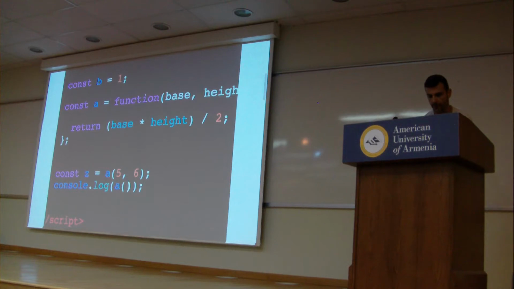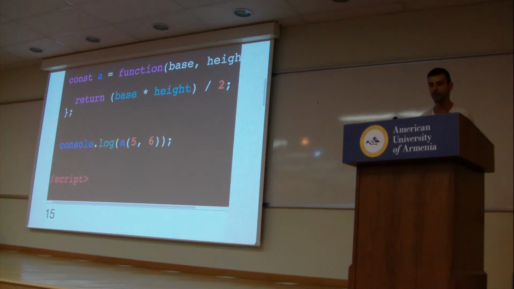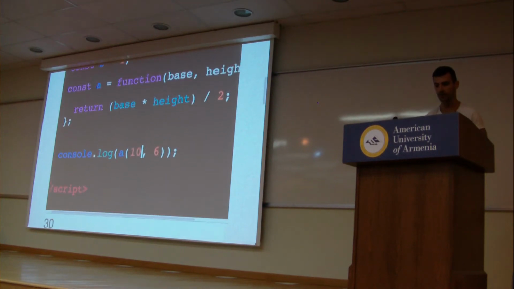So this was 5 and 6, right? Let me get rid of this. So currently it's 15. If I want to get a different area, if I want to get an area of 10 and 6, no problem. In that case, 10 goes into base and 6 goes into height.